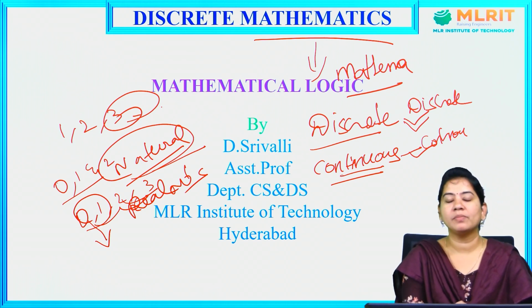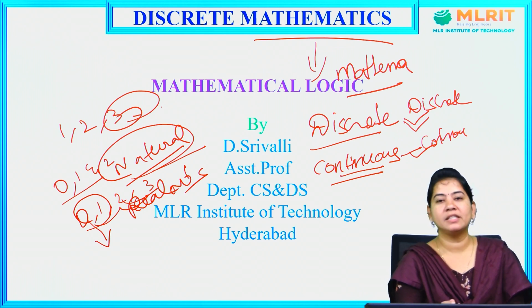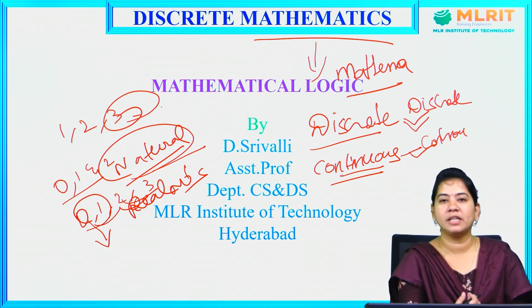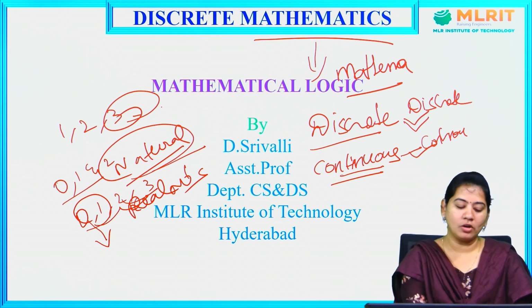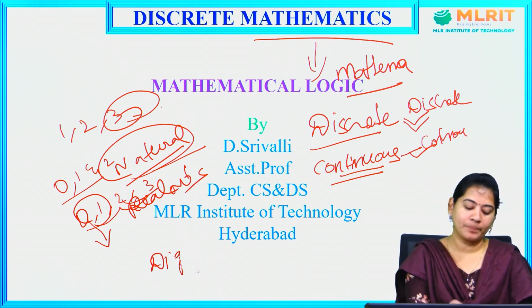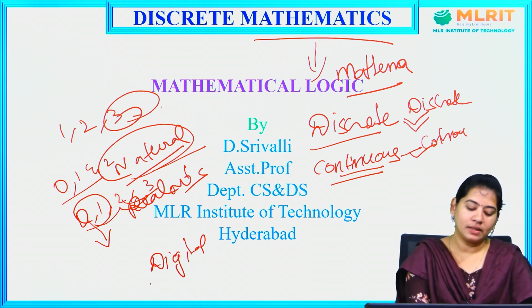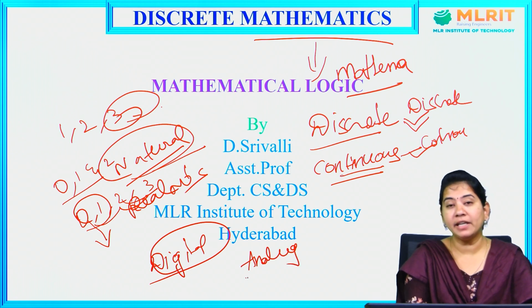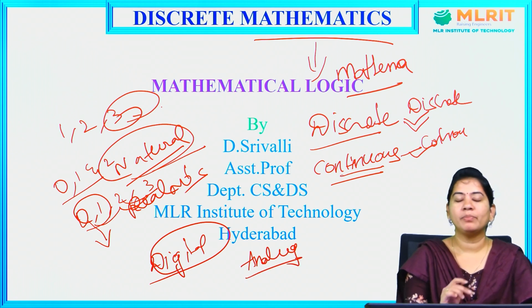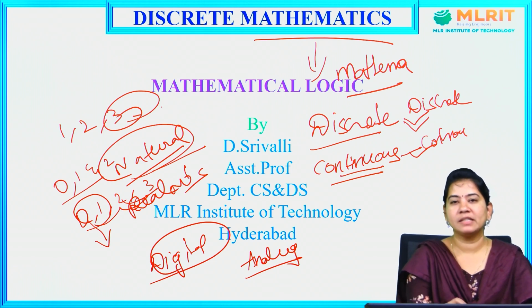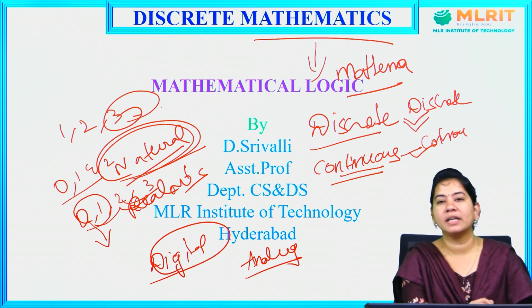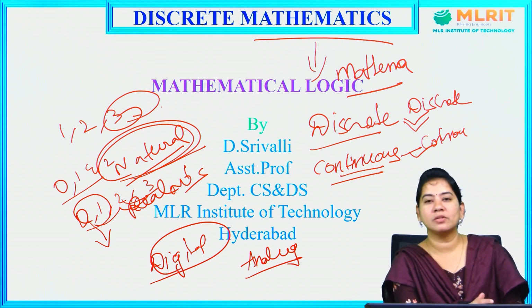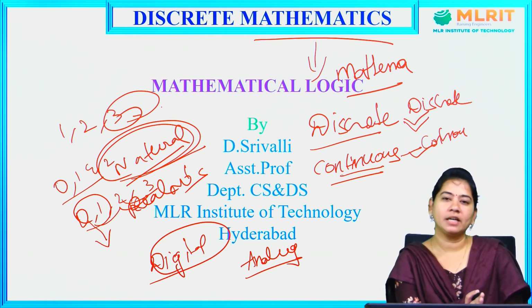Not only natural numbers or real numbers, we can also consider the digital clock and analog clock as examples of discrete and continuous. The digital clock is discrete in nature. There is a sharp transition from one time to another time, whereas the analog clock is continuous in nature. We have any number of values between 0 and 1, 1 and 2, 2 and 3 like that. So discrete means which is not connected. So this is about discrete and continuous mathematics.